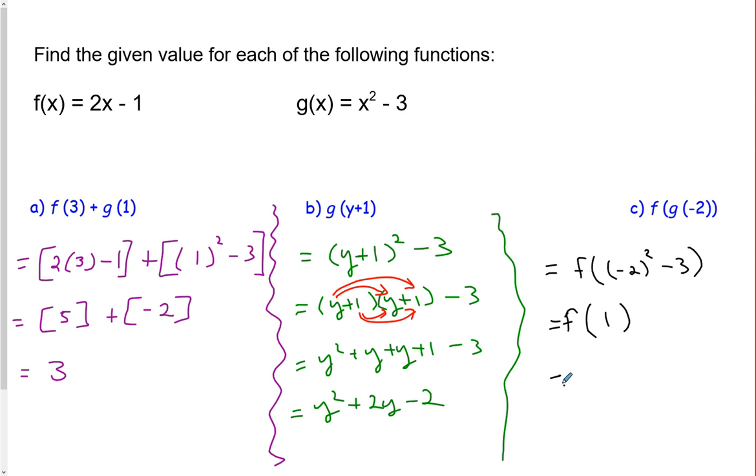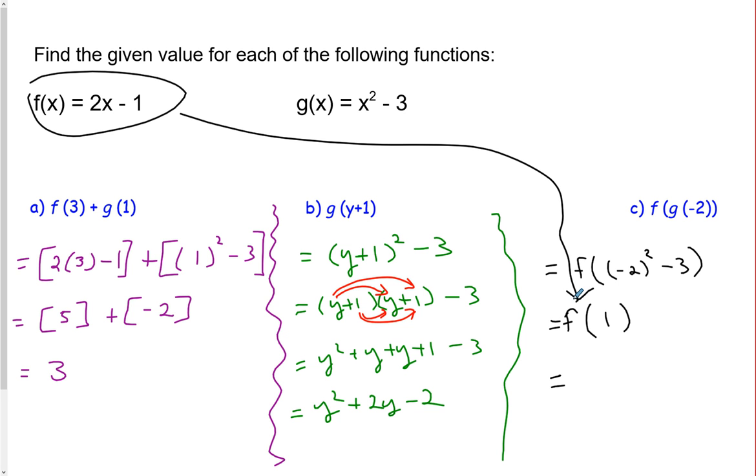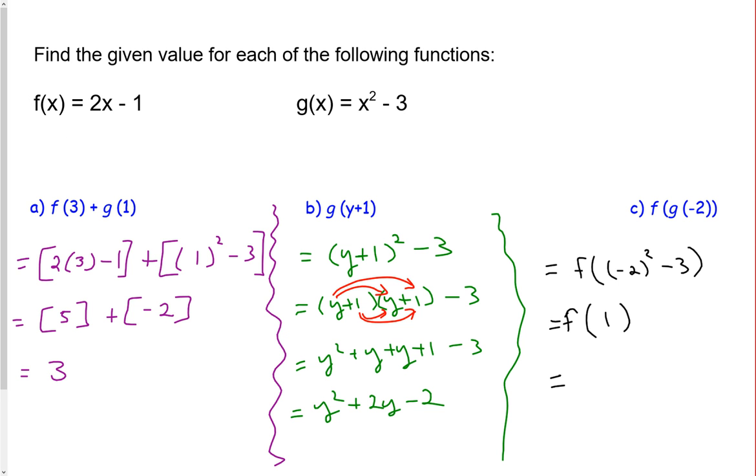So now I need to find f at 1. That means my f function over here, I'm going to use that now. I'm going to put a 1 in wherever there is an x. So that means 2 times 1 minus 1. 2 times 1 is 2, minus 1 is 1. So my final answer is 1. So that's a tricky combination.